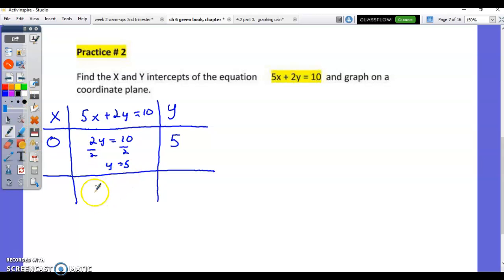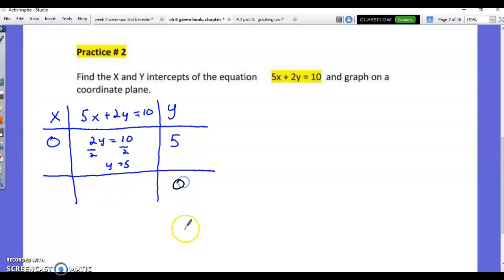When I have to find my x-intercept, I have to put a 0 for y. So that y is going to go away. I will have 5x equals 10. So now I'm just solving for x. Divide by 5. x equals 2 for my answer. Now I have my two ordered pairs. I have 0, 5, and I have 2, 0.